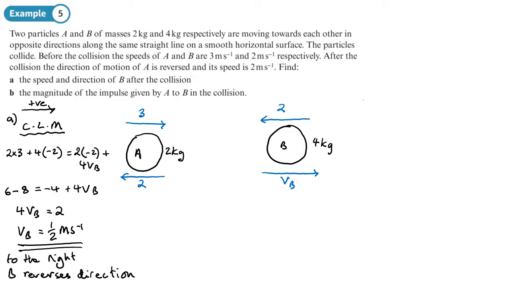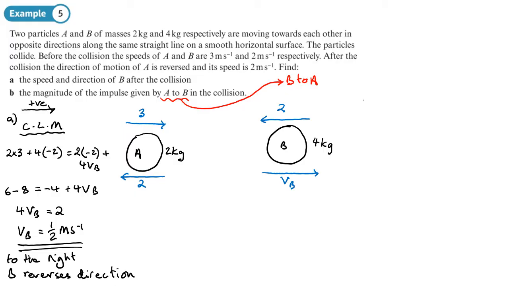And in part B, the magnitude of the impulse given by A to B in a collision. Now remember, I could work out the magnitude given by B to A. It doesn't matter because they're equal and opposite, so either one of those impulses.